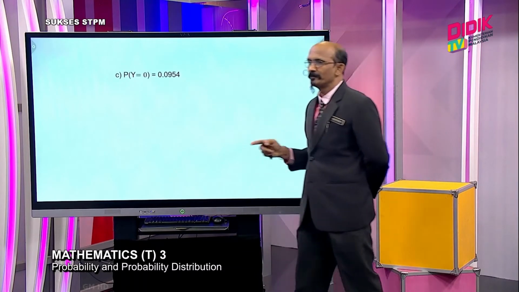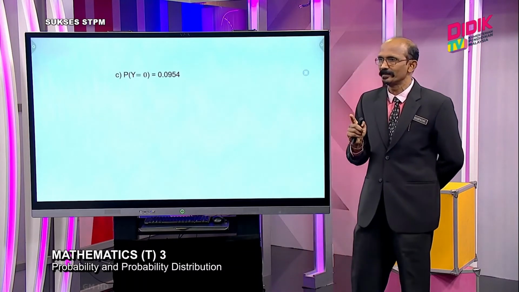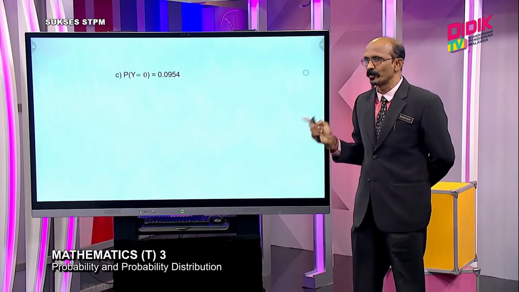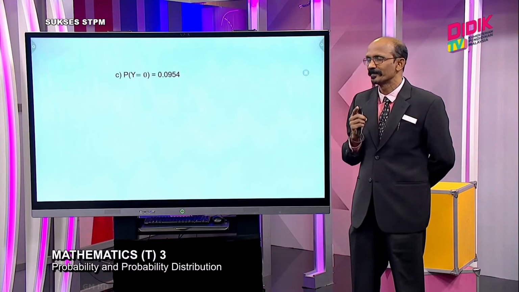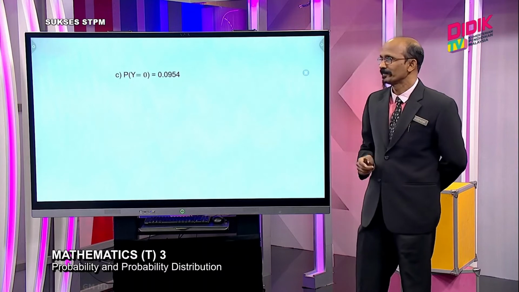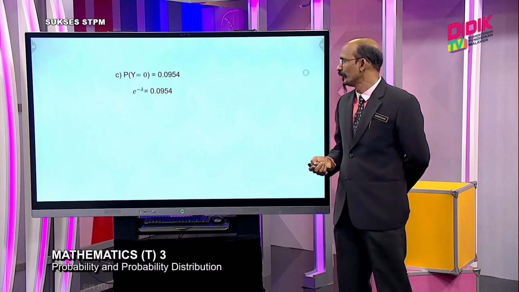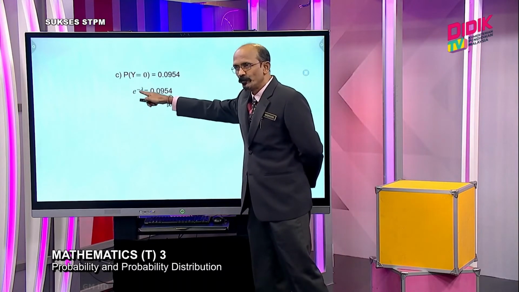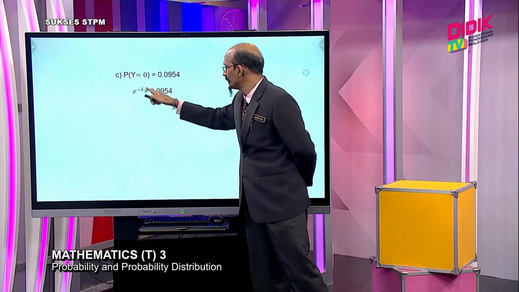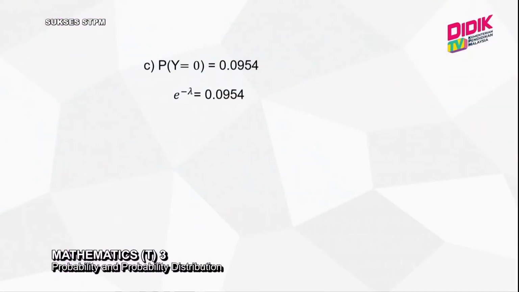They ask you to find the parameter, but students should understand what the parameter means. Because this is Poisson, you need to find lambda. So for your lambda, we use the formula, the useful result. This is what I call the useful result. Using it, you get e to the power of negative lambda is equal to this value. Then we try to solve it using ln.